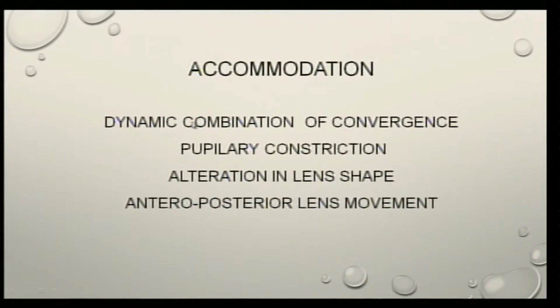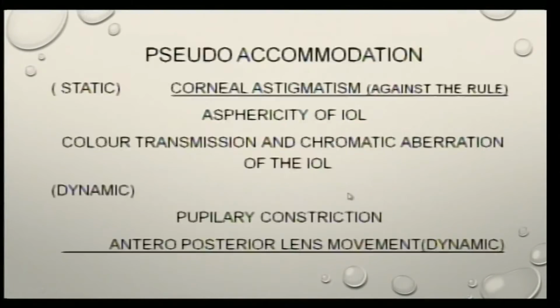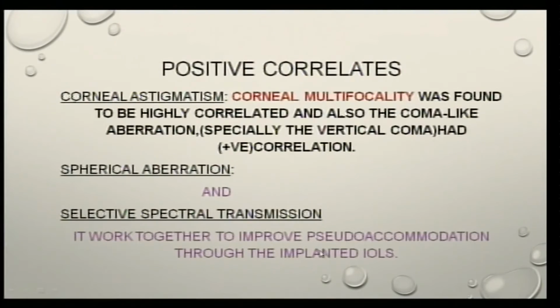Accommodation is a dynamic combination of convergence, pupillary constriction, alteration in lens shape, and anterior-posterior lens movement. Whereas pseudo-accommodation has a static component and a dynamic component. The static component comprises astigmatism, asphericity, and color transmission, and the dynamic component comprises pupillary constriction and anterior-posterior lens movement.